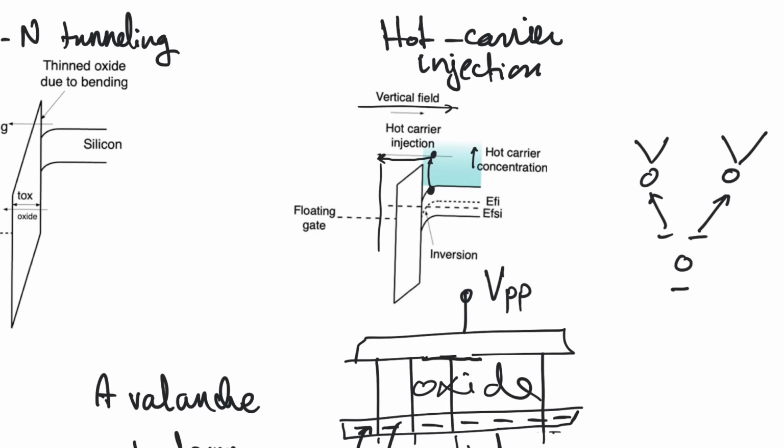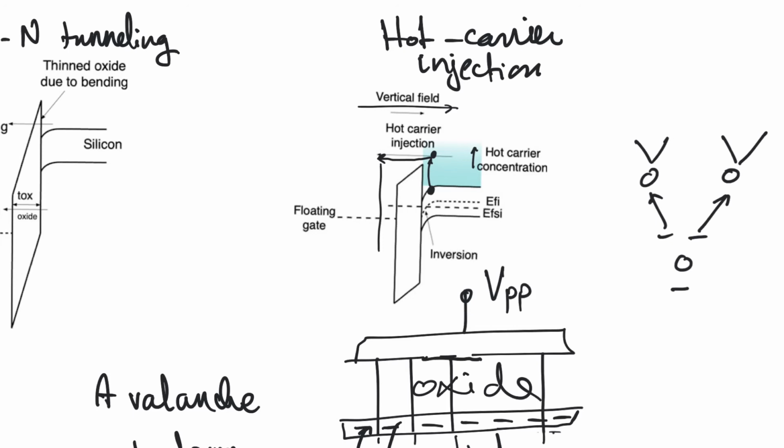Now, hot carrier injection is a lot faster than avalanche breakdown. In fact, it's really fast. It's the fastest method we can use for programming. The problem with it is, number one, we cannot use it to deprogram.